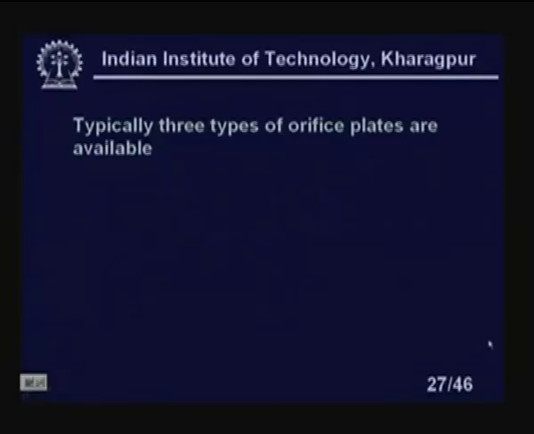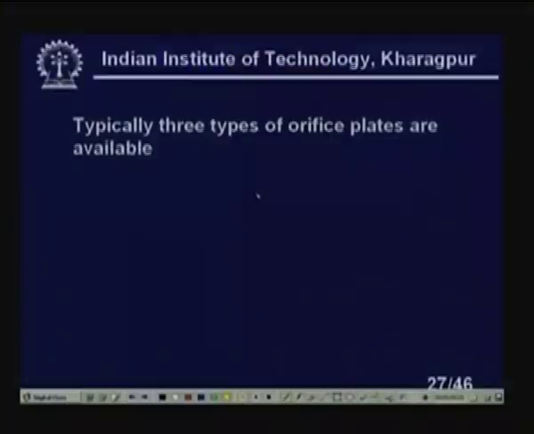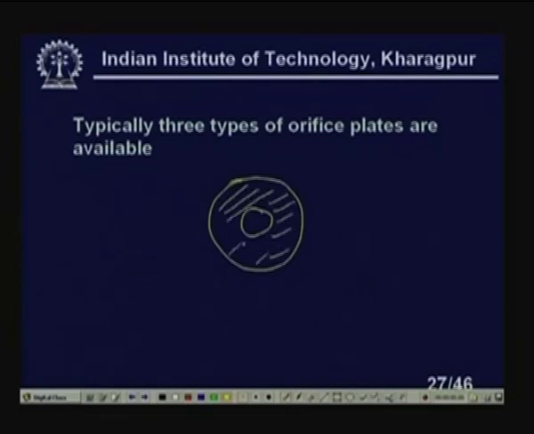Now typically 3 types of orifice plates are available. It is basically a plate. If you look at it, it looks like this. You see, it is a plate here, and there is a hole. If you look at the square edge orifice, the liquid is flowing through this one, like this. Clear?